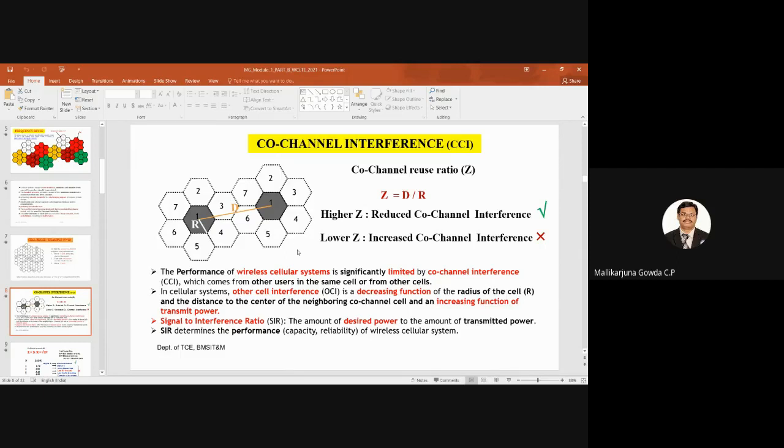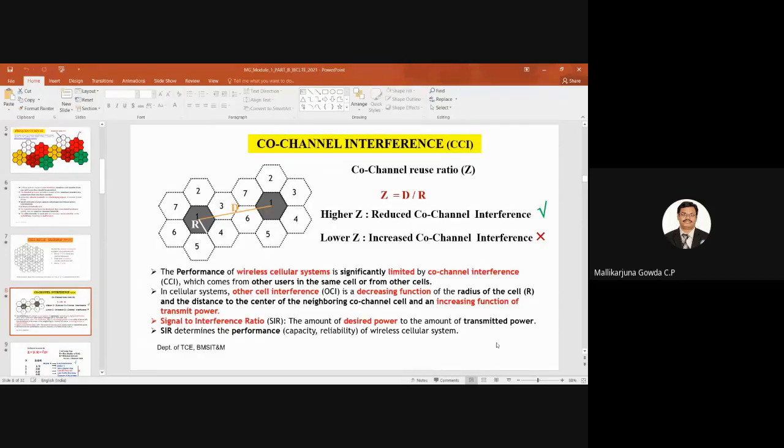So how do we define this signal to interference ratio? Two things are there: one is signal and another one is interference. So it is a ratio of those two. We can define it as the ratio of the amount of desired power to the amount of interference power. That is known as the signal to interference ratio, which determines the performance of the wireless cellular system.